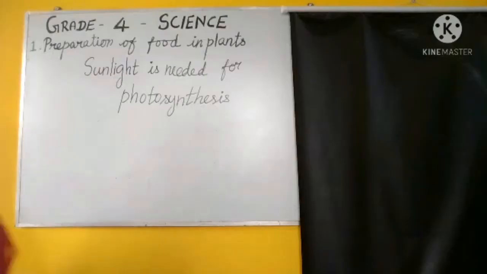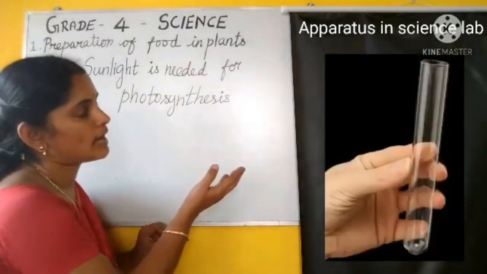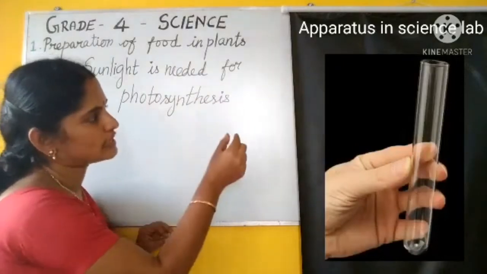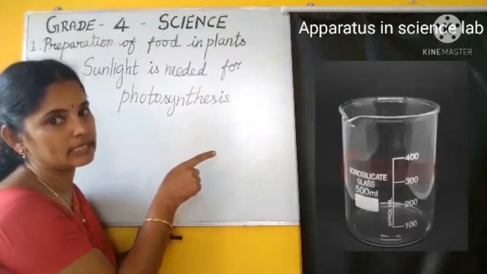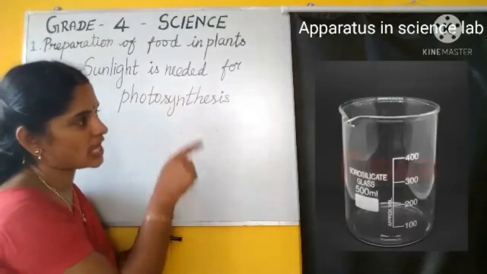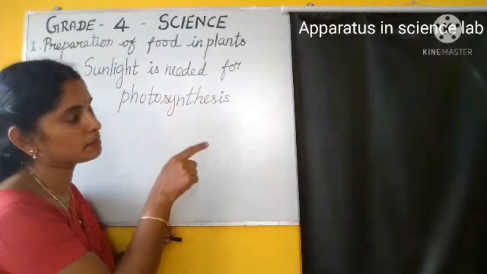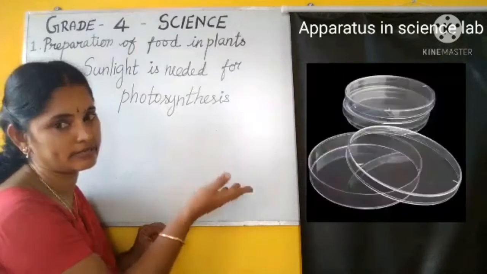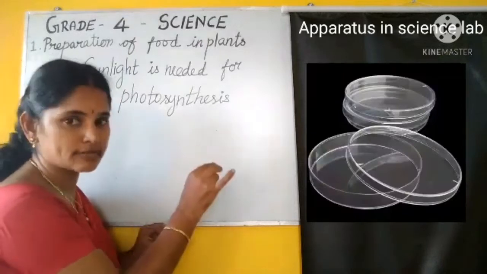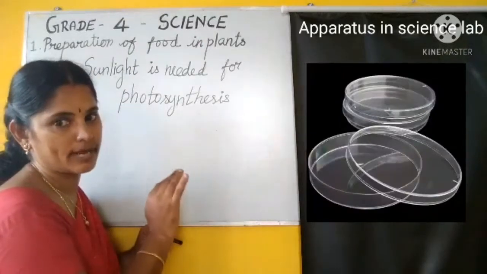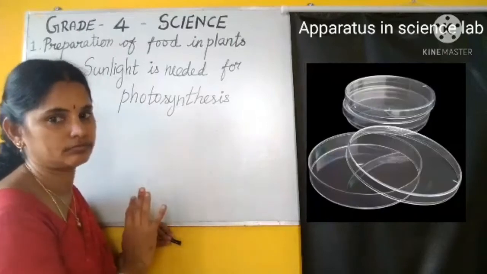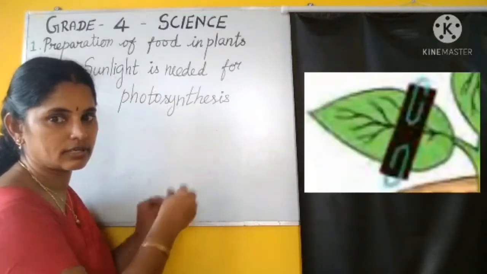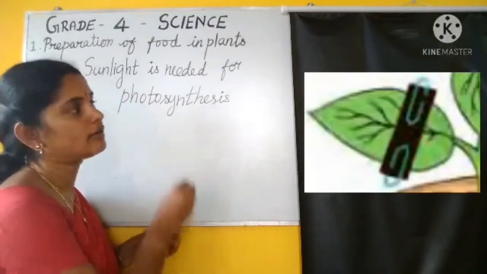Okay. So these are the apparatus present in our science lab. This is what we call a test tube. This is the beaker. And this is the stand. And this is the burner, gas burner. The round dish is called a petri dish. So for this experiment we need all these apparatus. Clear? So we plucked the covered leaf from the plant.